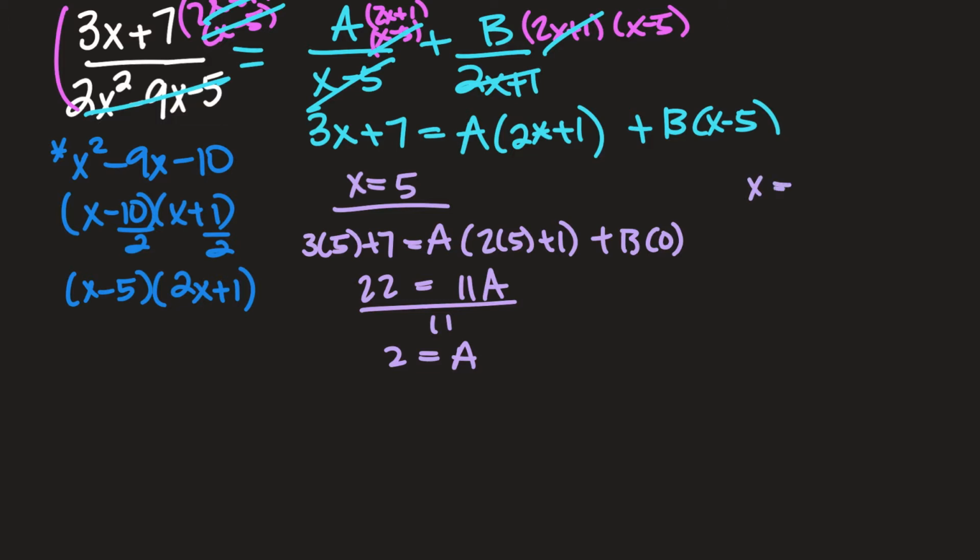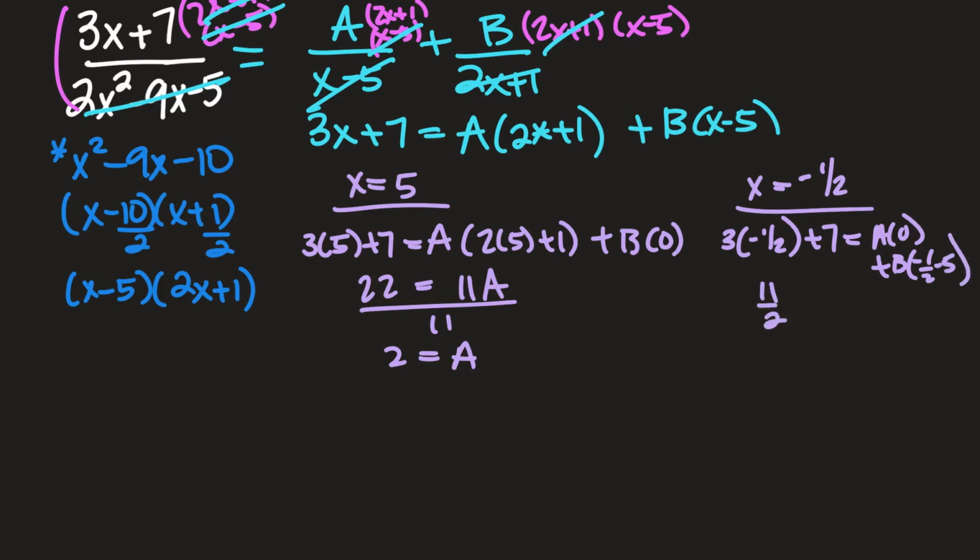Then I'm going to choose x is equal to negative 1/2. So it's 2x plus 1 equal to 0, and solve. So that gives me 3 times negative 1/2 plus 7 is equal to a times 0 plus b times negative 1/2 minus 5. It's going to give me 11 over 2 is equal to b times negative 11 over 2. So we multiply by the reciprocal, negative 2 over 11. And that gives me that b is equal to negative 1.